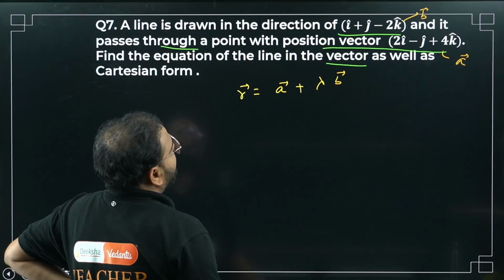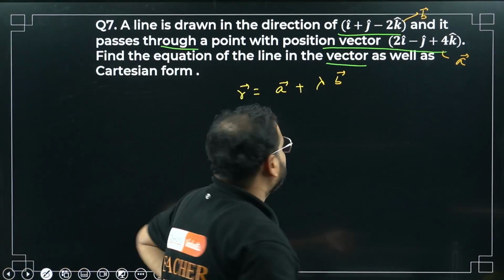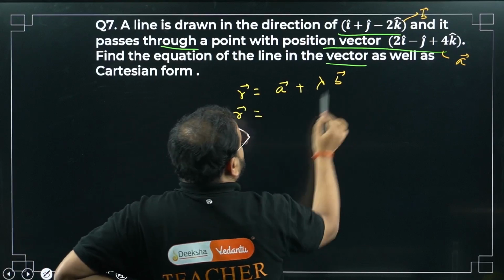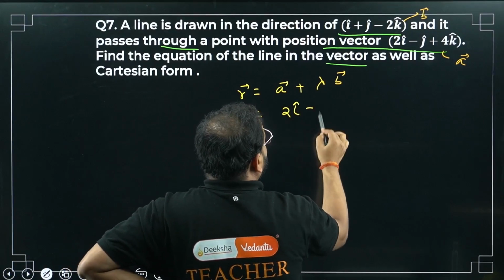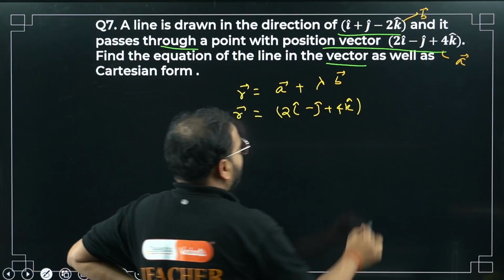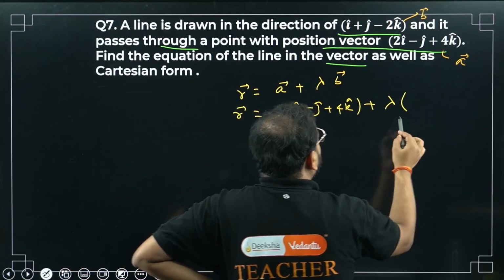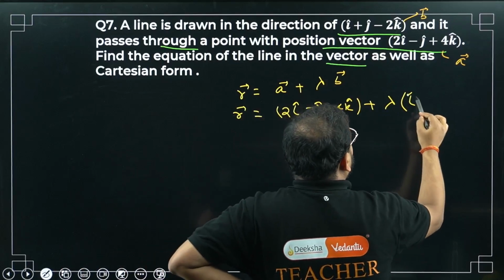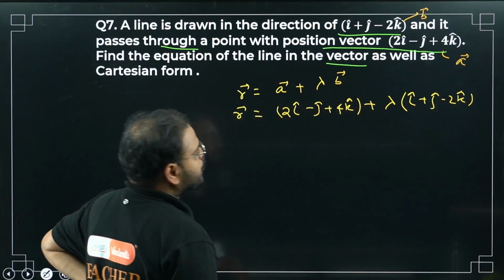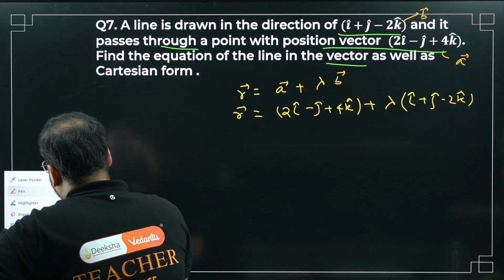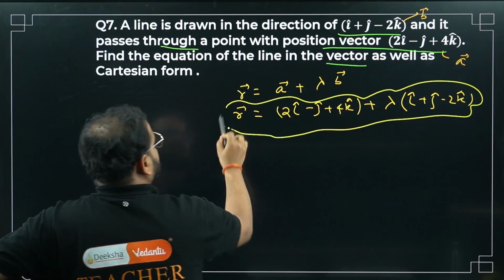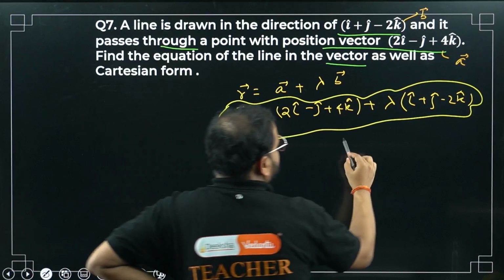Now how will I write it? Please have a look. I'll get this as R vector equals, what is A going to be? 2i cap minus j cap plus 4k cap, plus lambda times what? This one: i cap plus j cap minus 2k cap. This is in the vector form, please check.